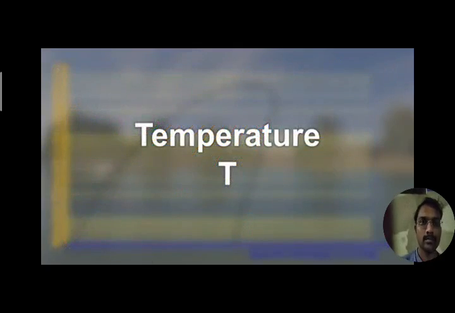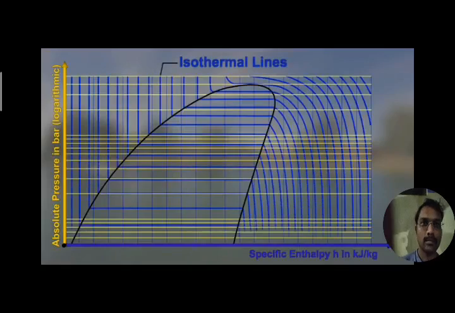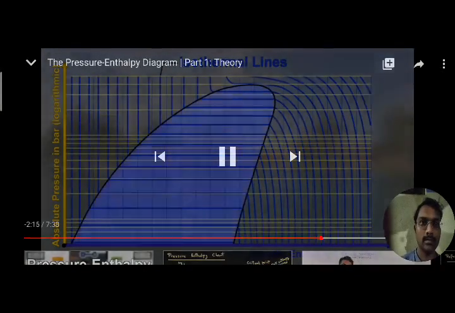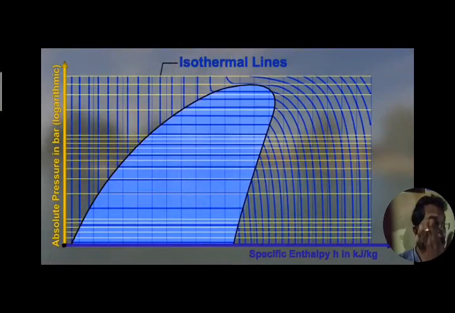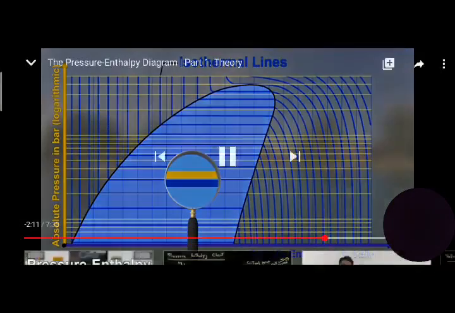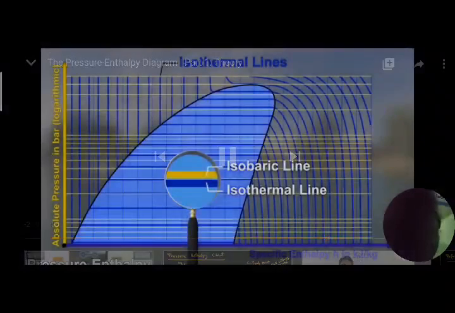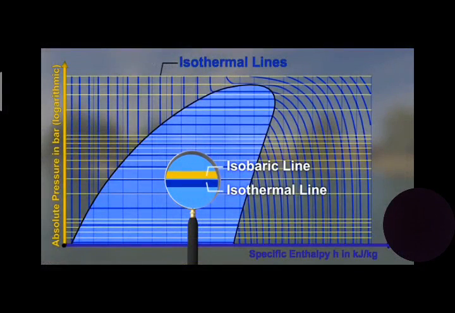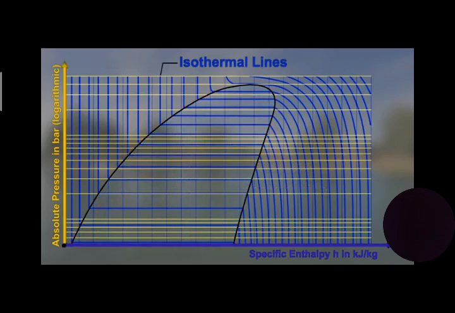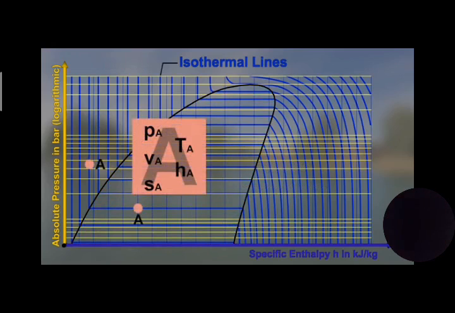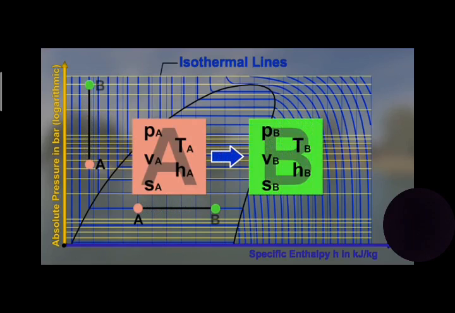If points with the same temperature are connected with each other, the isothermal lines become visible. In the two-phase domain of a pure substance, the isothermal lines are horizontal and run parallel to the isobaric lines. This means that in the two-phase domain of a pure substance, for example during evaporation or condensation, pressure and temperature are coupled with each other. If a state of a fluid changes from state A at constant temperature, capital T, along an isothermal line to state B, we call it an isothermal change of state.